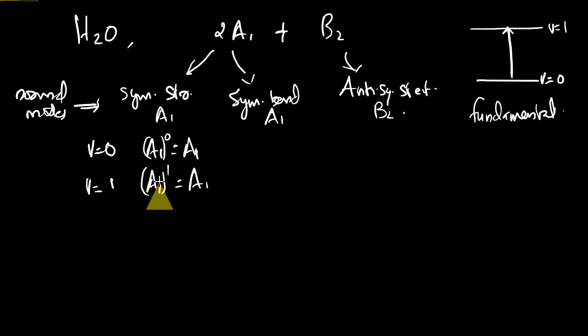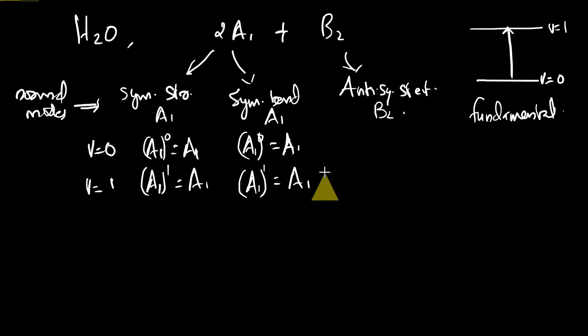So it is A1 symmetry. Anything raised to 1 is the same. A1 is already 1, 1, 1, 1. So A1 raised to 1 is also equal to A1. And symmetric bending, this one also is A1 raised to 0 for the ground vibration level, that is equal to A1. And A1 raised to 1 for the excited vibration level, that is also equal to A1.